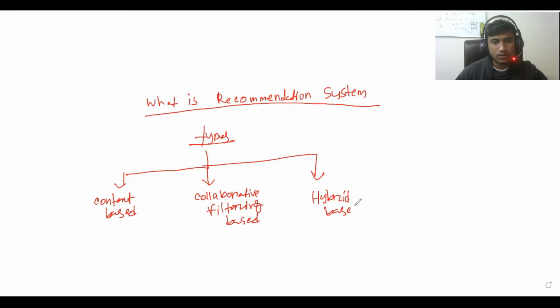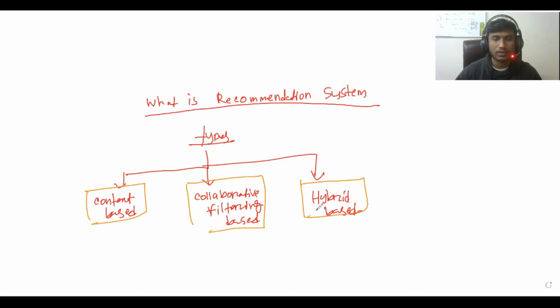So let me change the color. These are some types of the recommender system that are available when you are trying to implement any kinds of recommender system, okay. So I will be talking about them one by one. First of all, let's talk about the content based recommender system, okay.